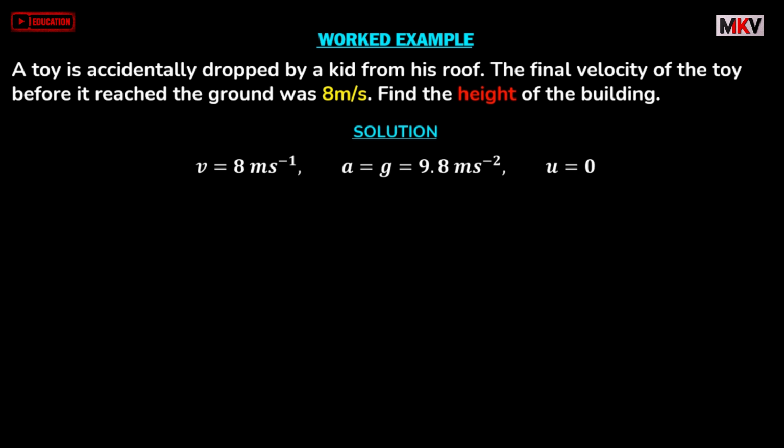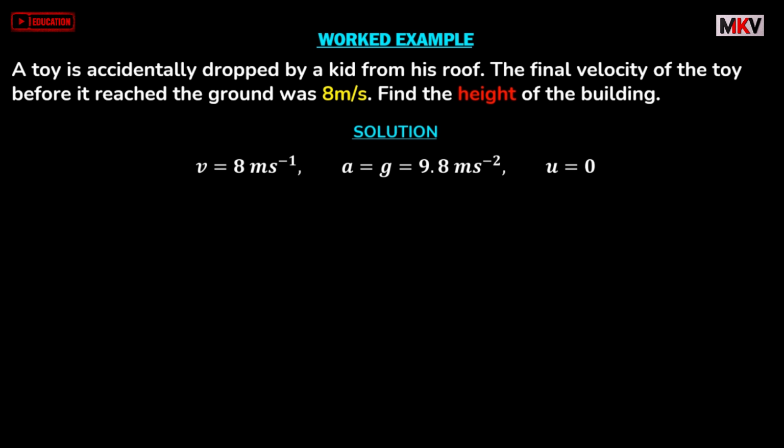So firstly, we have final velocity and we have our acceleration. We have our acceleration because the toy moved from the top of the building onto the ground. So that motion was influenced by acceleration due to gravity. So therefore, our A here changes to G. So we have acceleration, which is 9.8 meters per second squared.